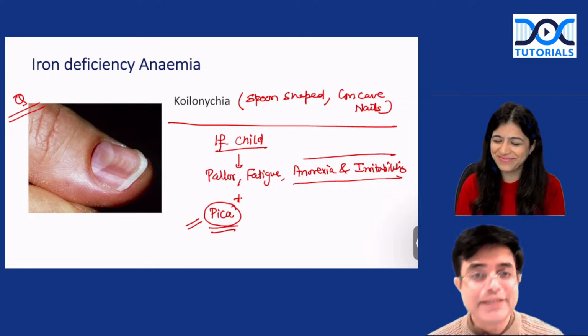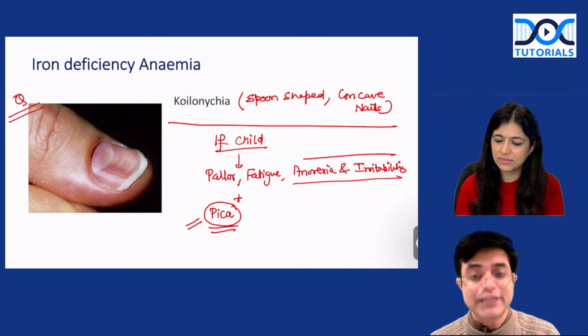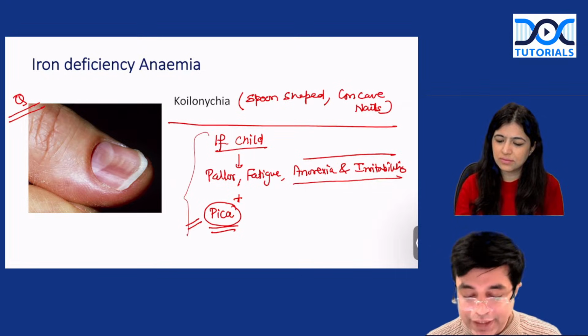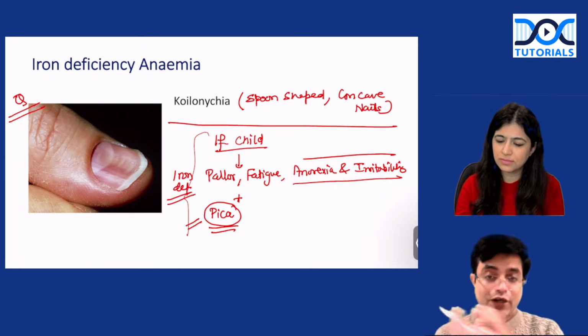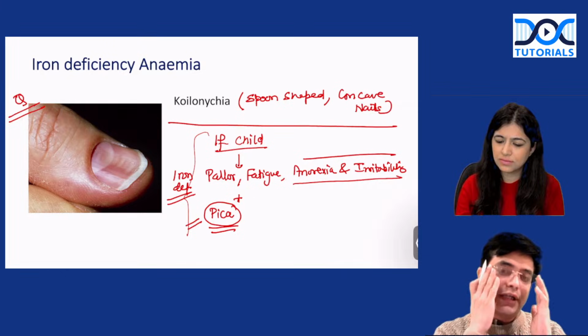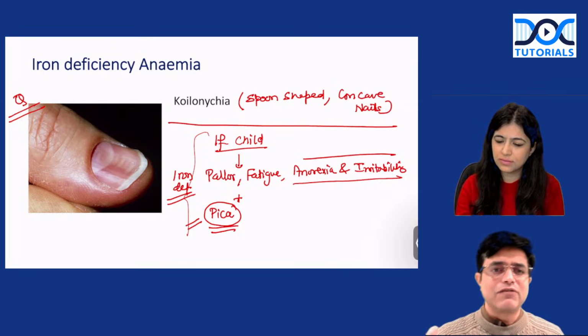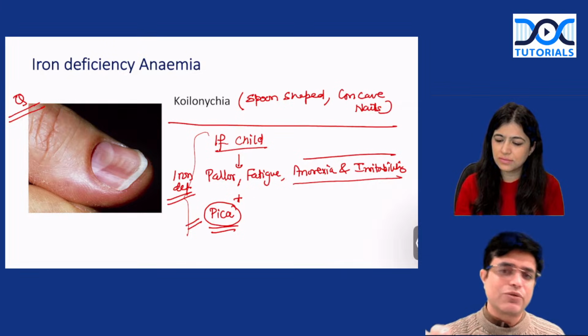So pica is ingestion of non-edible substances, which is significantly more common in iron deficiency anemia. So this is iron deficiency features along with the usual things like koilonychia, sometimes platynychia, that is flat nails, will be there. But generally examiner puts a question on the koilonychia because this is more dramatic.